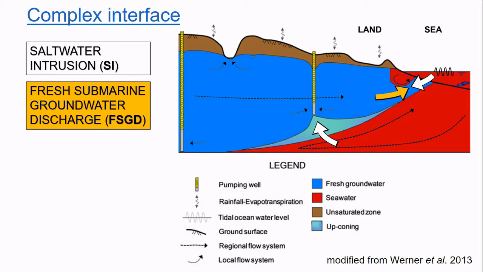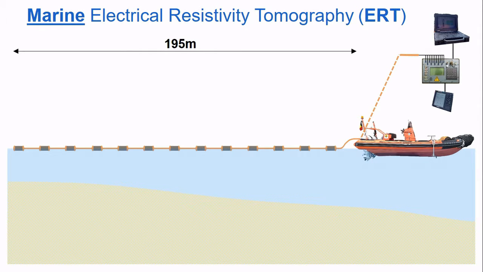So we want to locate the zones of freshwater discharge in the Belgian coastal area, and for that we have used several geophysical methods. First, we were able to rent a marine ERT setup, which was possible thanks to the Flanders Marine Research ID grant.